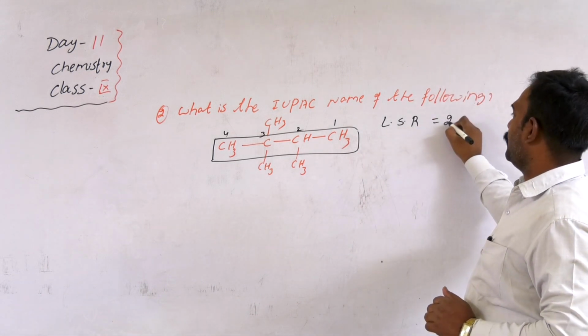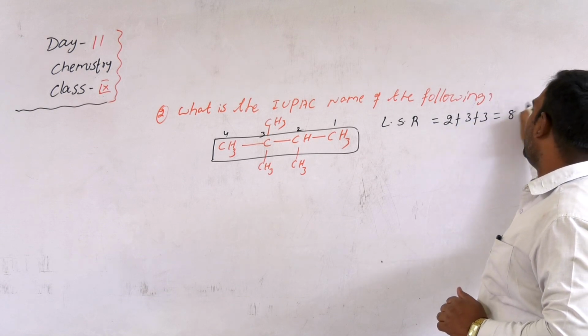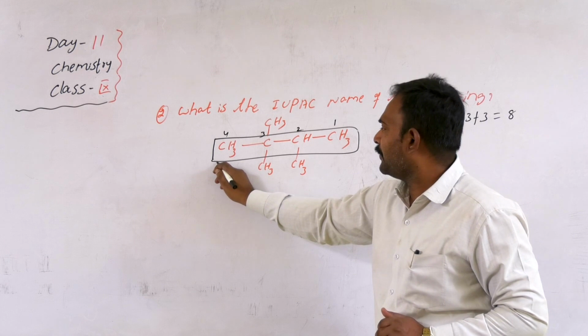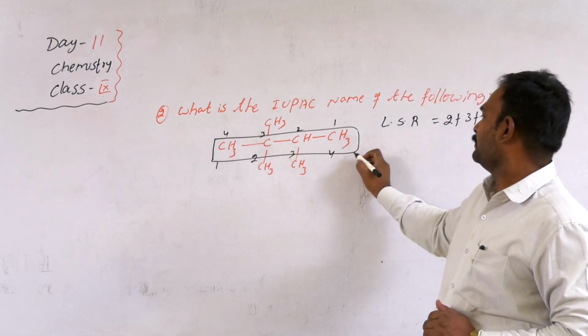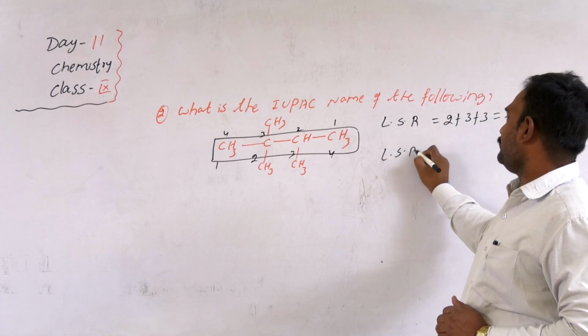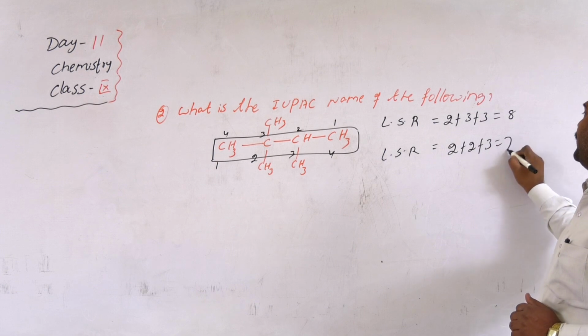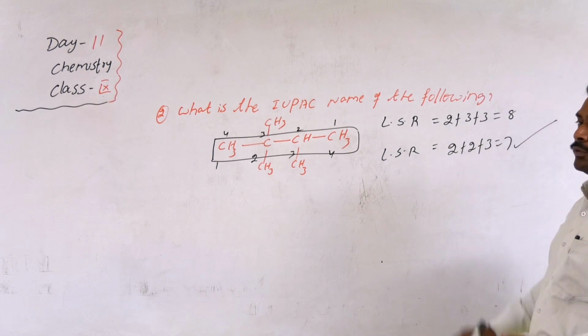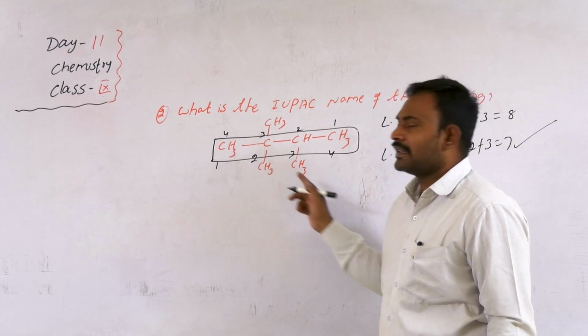According to the lowest sum rule, branching positions 2 plus 3 plus 3, total we get 8. If you allot the numbering from this side, 1, 2, 3, 4, in this case we get 2 plus 2 plus 3, which is 7. So according to the lowest sum rule, the second method of numbering is correct.